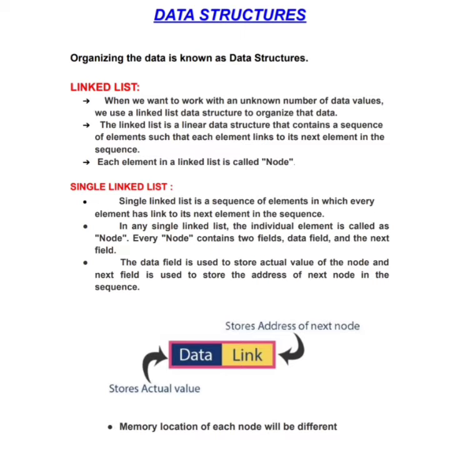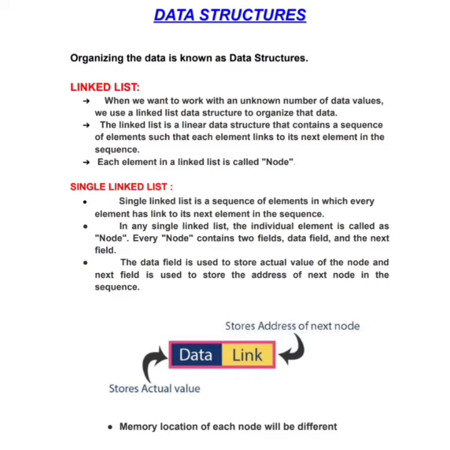First we have to see the single linked list. Single linked list is a sequence of elements in which every element is linked to its next element in the sequence. In any single linked list, the individual element is called a node. Every node contains two fields, that is a data field and the next pointer field. The data field is used to store the actual value of the node, and the next field is used to store the address of the next node in the sequence.